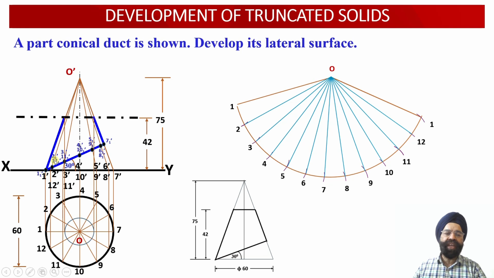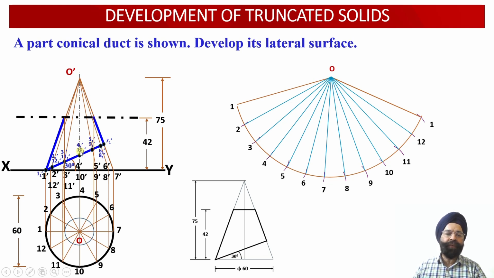Whereas 21 dash and 12 dash, these 2 points of intersection, are obtained by virtue of intersection of the AIP with the slant generators O dash 12 dash over here. Similarly, the points 31 dash and 11 dash have been obtained onto the apparent length of the slant generators O dash 3 dash and O dash 11 dash respectively.